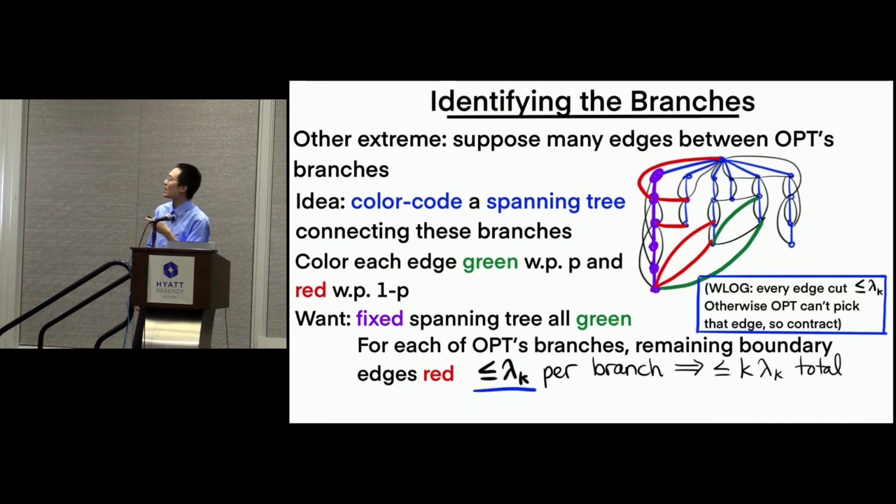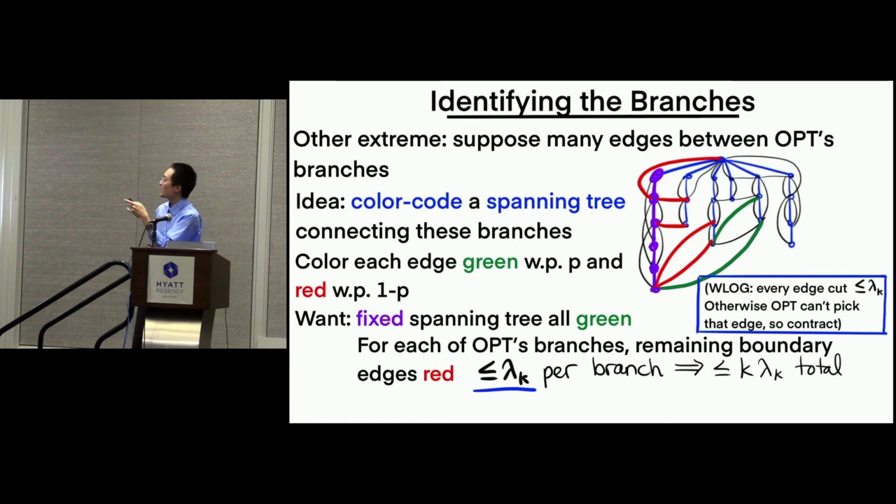Okay. So how many red edges can we color? Without loss of generality, we can assume that every edge cuts at most, if we cut every edge of the tree, we cut at most lambda k edges.